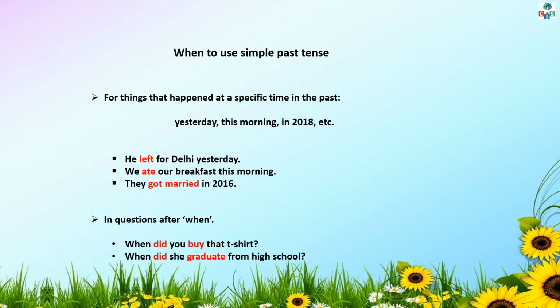Now let's see, when do we use the simple past tense? We use the simple past tense for things that happened at a specific time in the past. For example, yesterday, this morning, in 2018, etc. Let's have a look at these examples. He left for Delhi yesterday. We ate our breakfast this morning. They got married in 2016.